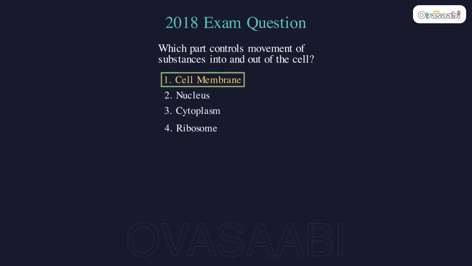Exam question: which part controls movement of substances into and out of the cell? The answer is the cell membrane, labeled number 1. Remember, the cell membrane is the gatekeeper of the cell.